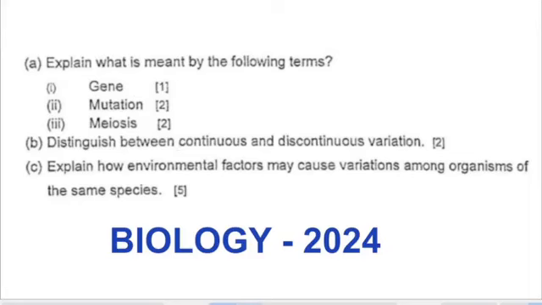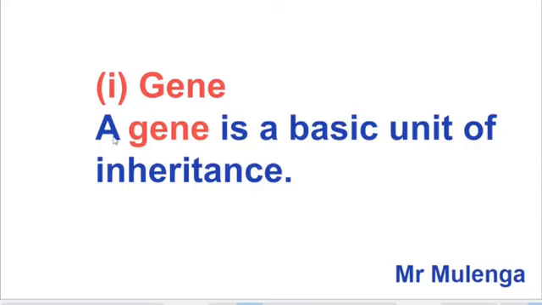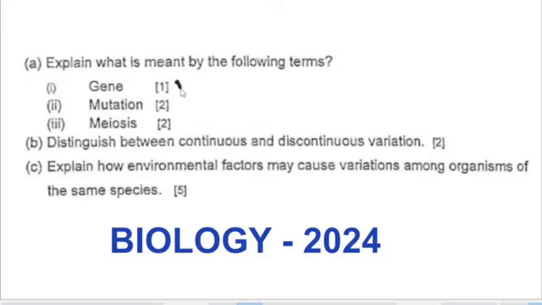When we look at a gene, it simply means a basic unit of inheritance. That is what a gene is. So we have said that a gene is a basic unit of inheritance, and we have answered our question A1. Let us now look at our question A2. Explain what is meant by mutation.